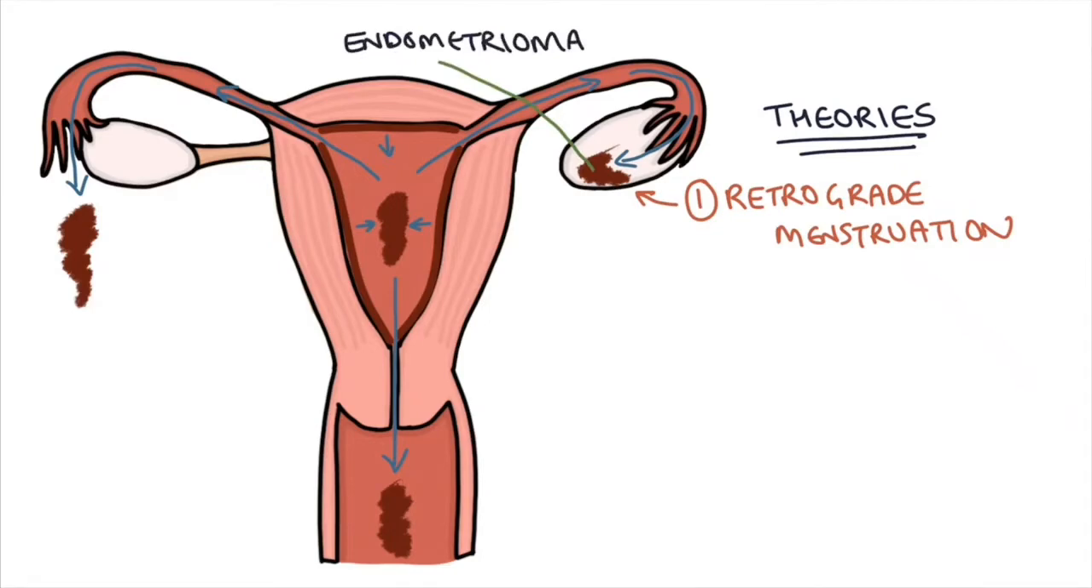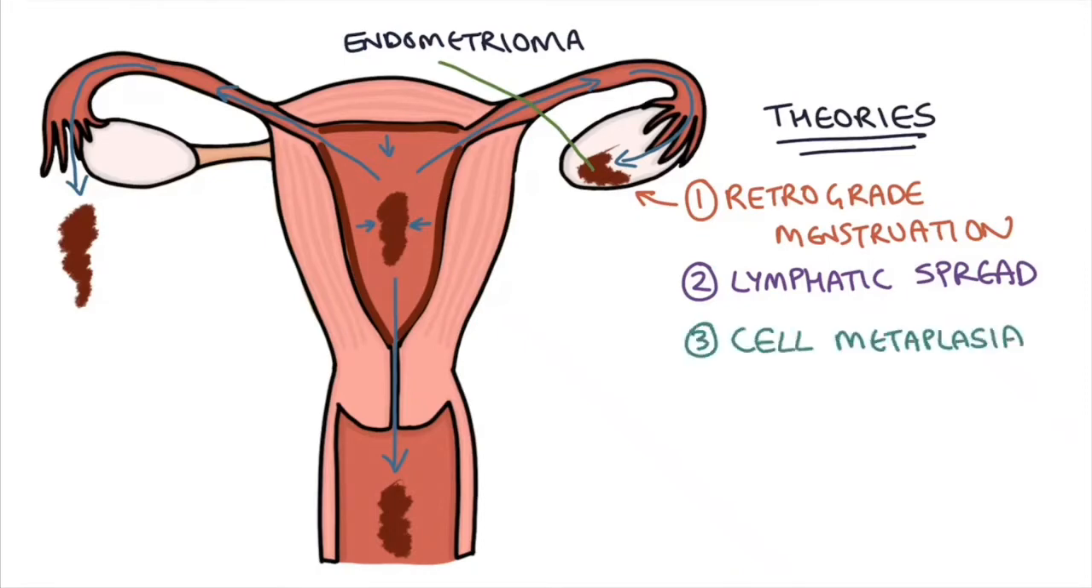There are several other theories, like I said. One could be that it's spread through the lymphatic system in a similar way to how cancers metastasize. Or it could be that cells elsewhere somehow change, in a process called metaplasia, from their normal cell type to endometrial cells. There also seems to be a bit of a genetic component to developing endometriosis, but there's no particular endometriosis gene that's been found. But we do find that it has a tendency to run in families.